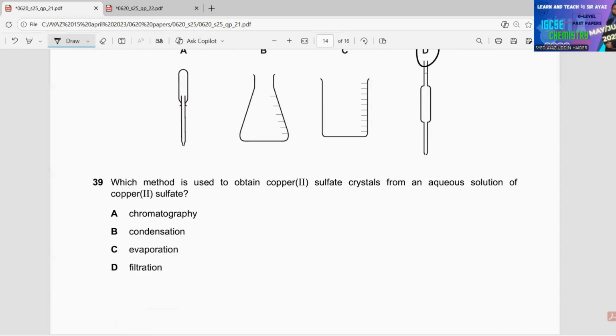39. Which method is used to obtain copper 2 sulfate crystals from an aqueous solution of copper 2 sulfate? It must be evaporation. You can't get it by chromatography or condensation or filtration.